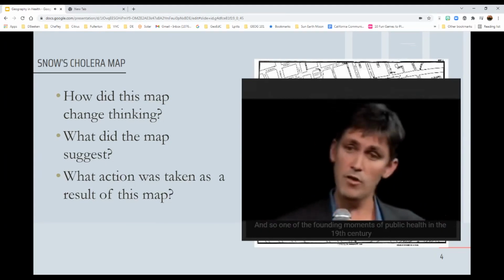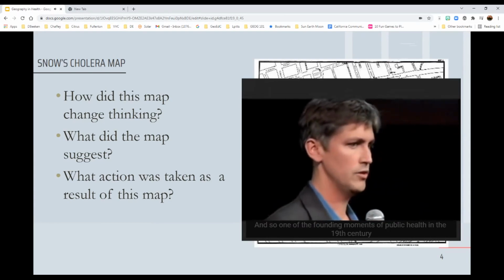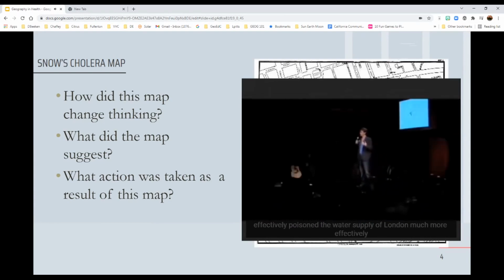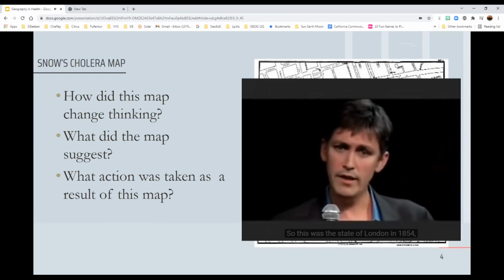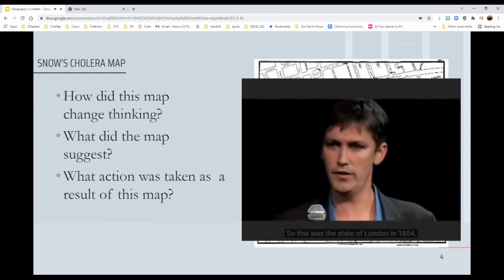And so one of the founding moments of public health in the 19th century effectively poisoned the water supply of London much more effectively than any modern-day bioterrorist could have ever dreamed of doing. So this was the state of London in 1854.